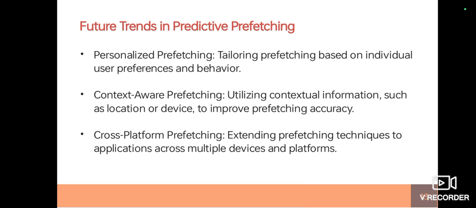The best example would be Google Maps. When we use Google Maps, the nearby restaurants, schools and colleges are shown based on your location. That is the best example of predictive prefetching based on your location. Cross-platform prefetching, extending prefetching techniques to applications across multiple devices and platforms. It does not perform on only one platform, it can be independent of the platform.